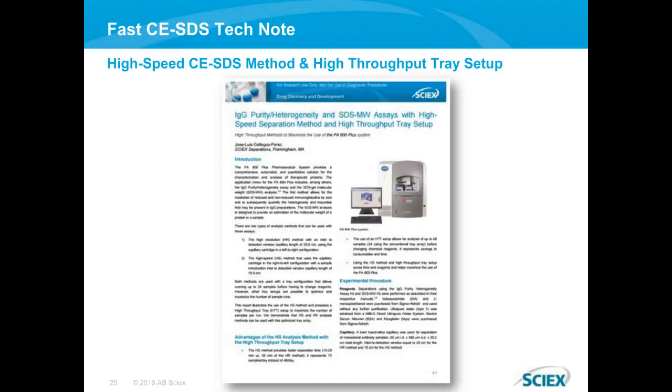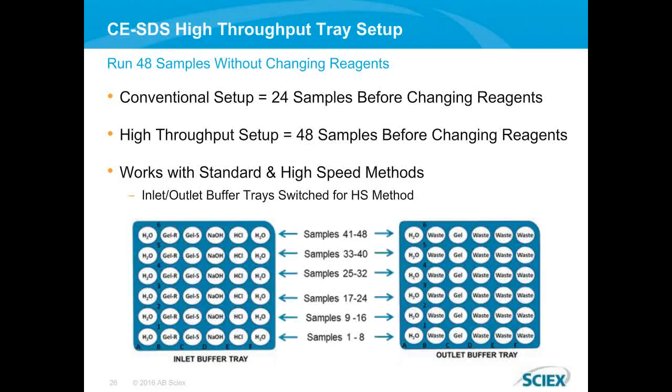It also walks through the high throughput tray setup. And I want to take a second just to touch on what this tray setup is. Personally, this is probably my favorite part of the method because it seems so simple, yet it took us a long time to really optimize this and figure it out and get it working perfectly. We used to be able to run 24 samples on the conventional tray setup that we used with our standard CE-SDS methods before you had to change out reagents. With the high throughput tray setup, we can now double that and run 48 samples without changing reagents.